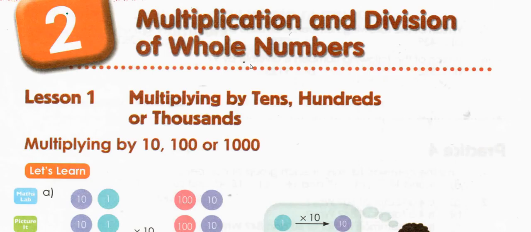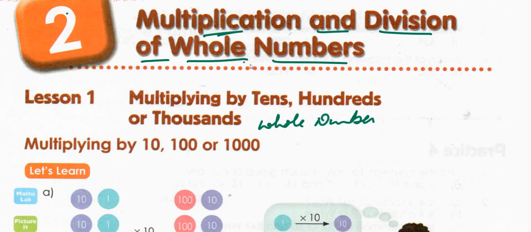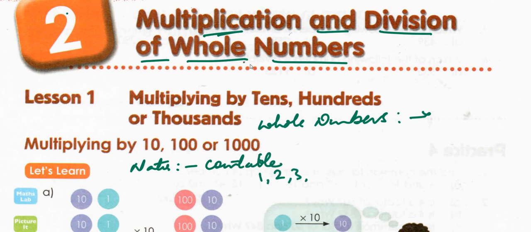Let us start in mathematics, second chapter called multiplication and division of whole numbers. What do you mean by the word whole numbers? First you should understand what are whole numbers. You know natural numbers, but anyhow I'll explain what natural numbers are. Natural numbers are nothing but countable numbers. 1, 2, 3, 4, they are called natural numbers.